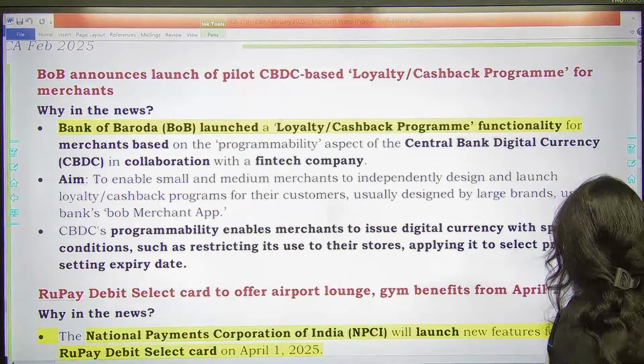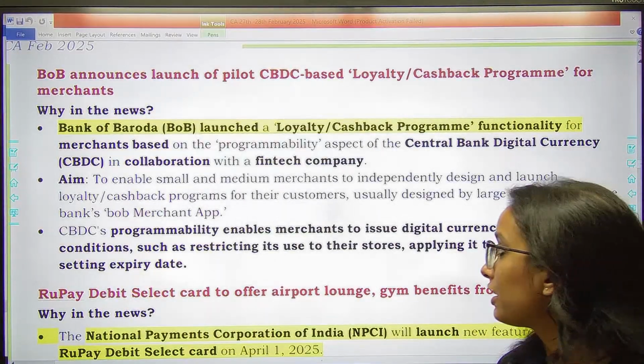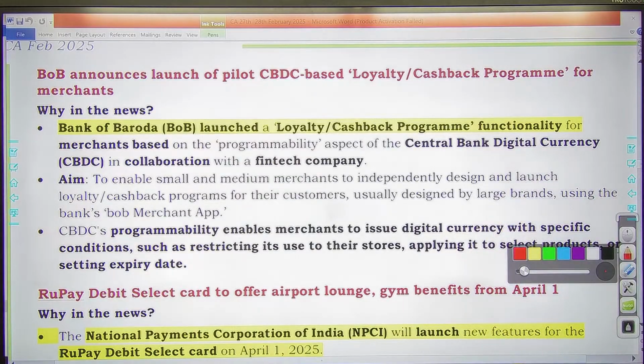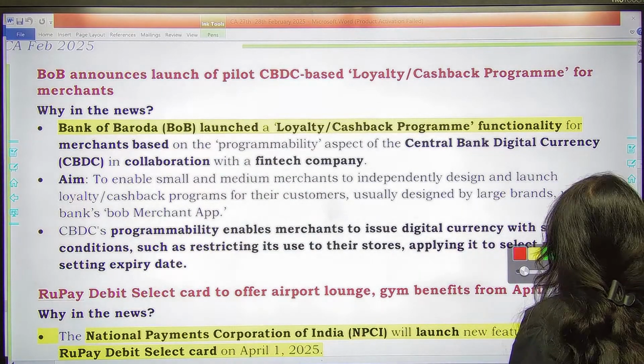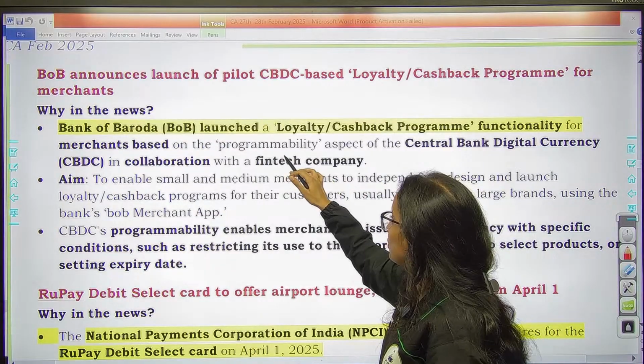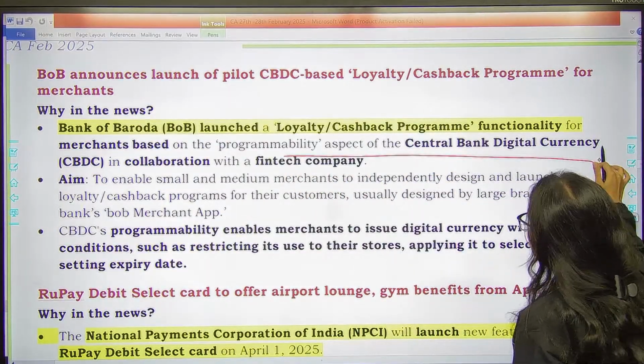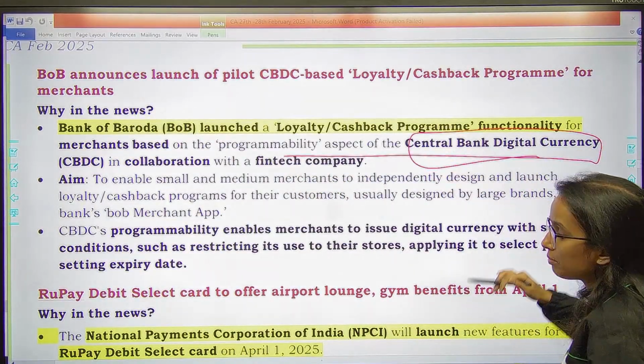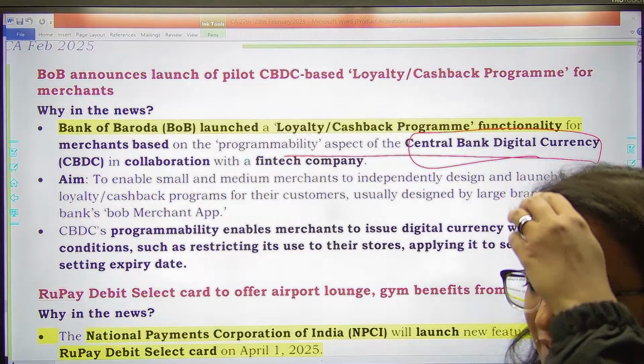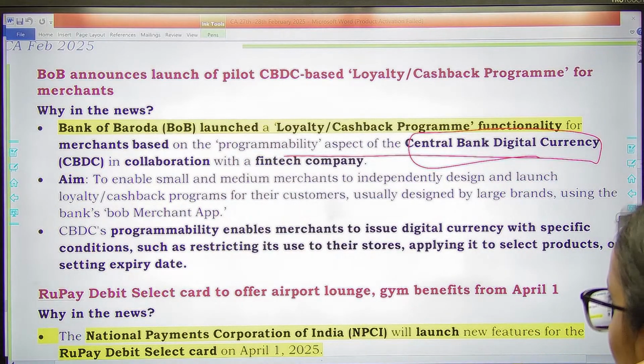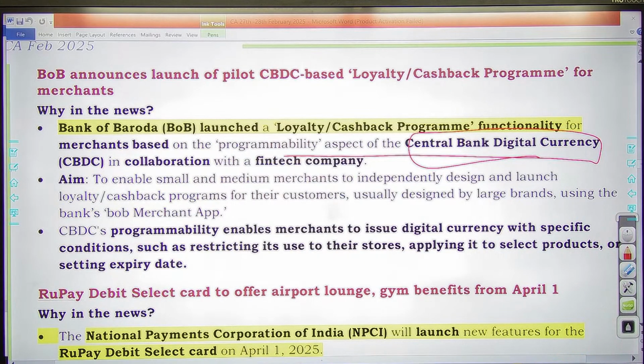Now moving on to banking news. Banking news में you have Bank of Baroda recently has launched loyalty or cashback program functionality for merchants based on programmability aspect of central bank digital currency in collaboration with fintech company. CBDC जो है आपका central bank digital currency, उसका एक programmability aspect होता है. What is this programmability aspect?